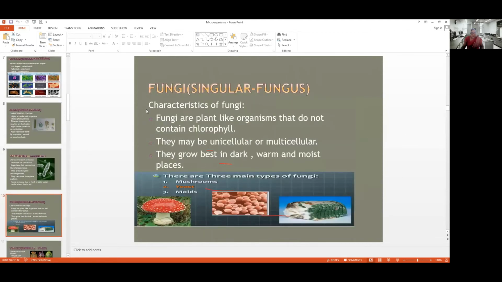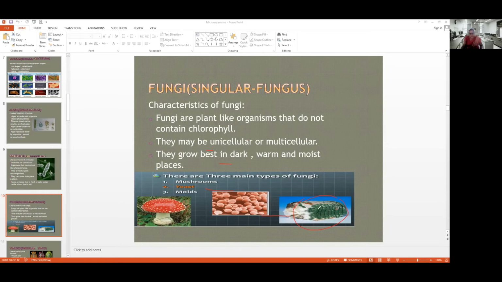Next, coming to fungi, singular fungus. What are the characteristics of fungi? They are plant-like organisms that do not contain chlorophyll, and they may be unicellular or multicellular. They grow in wet, dark, warm, and moist places. We can see it on bread, like this kind of black mold. A black spongy growth sometimes comes on the bread. Am I right? That indicates fungal growth.